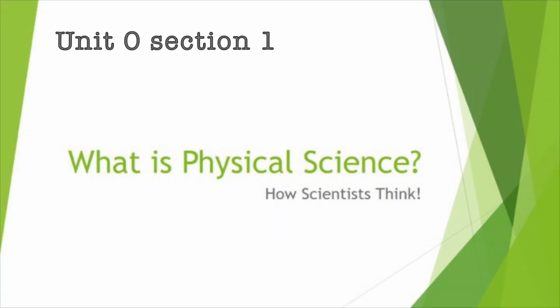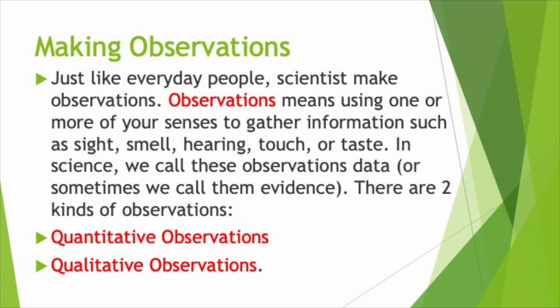Okay, so we are off and running here, starting the year with Unit 0, Section 1, What is Physical Science and How do Scientists Think? We're going to start that off by talking about observations. Just like everyday people, scientists make observations. Observations means using one or more of your senses to gather information such as sight, smell, hearing, touch, or taste. In science, we call these observations data, or sometimes we call them evidence.